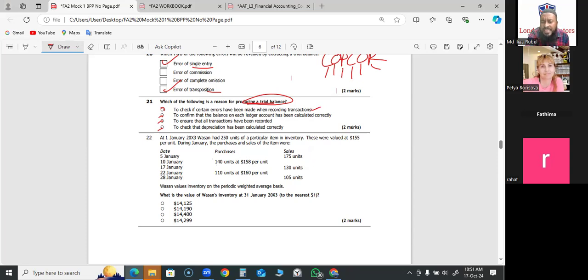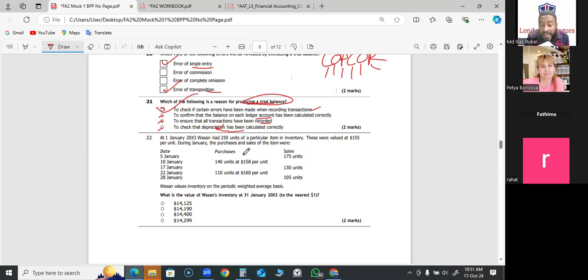To confirm the balance of the ledger account, not like that. We don't confirm the balance, especially the ledger account. To ensure that all transactions have been recorded. No, this is not the job of trial balance either. To check the depreciation has been, not at all. So the first one is the right answer. Thank you everybody for participating.